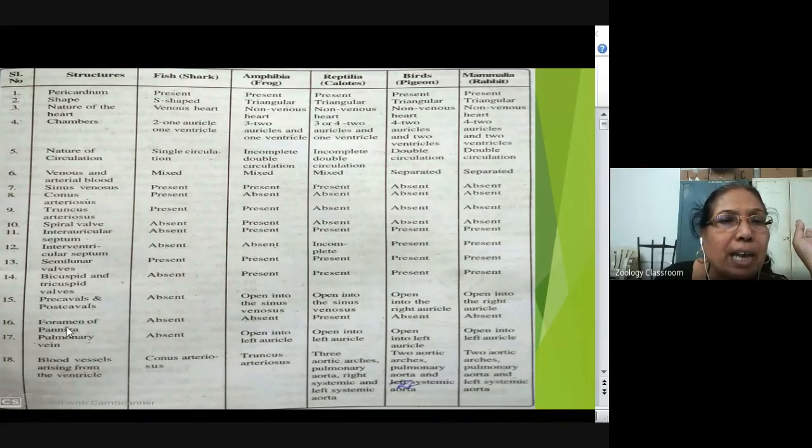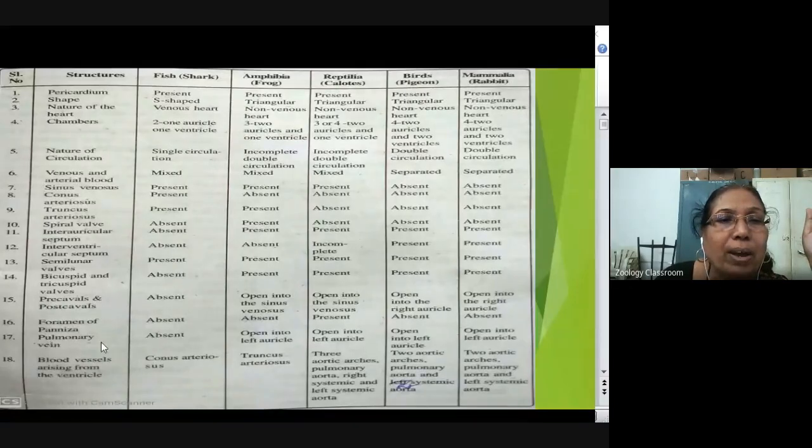Then foramen of Panizza is absent in fish, absent in amphibia, and present only in reptile, in crocodile. In birds and mammal it is also absent. Foramen of Panizza means where two aortic arches cross each other, at that place there is a small hole, and this hole is called the foramen of Panizza. Mixed blood is found only in the crocodile, so it is called a transitional heart.